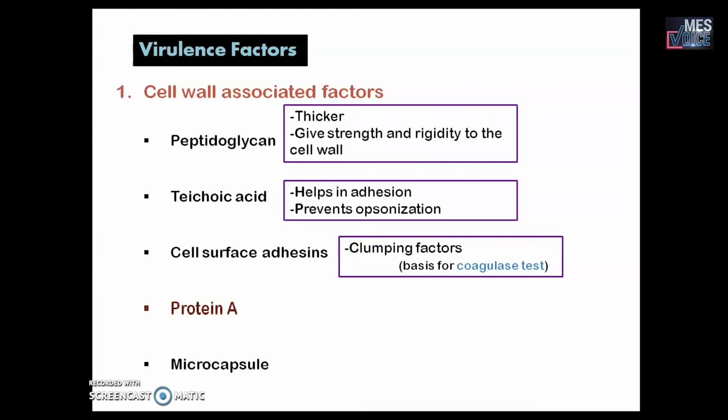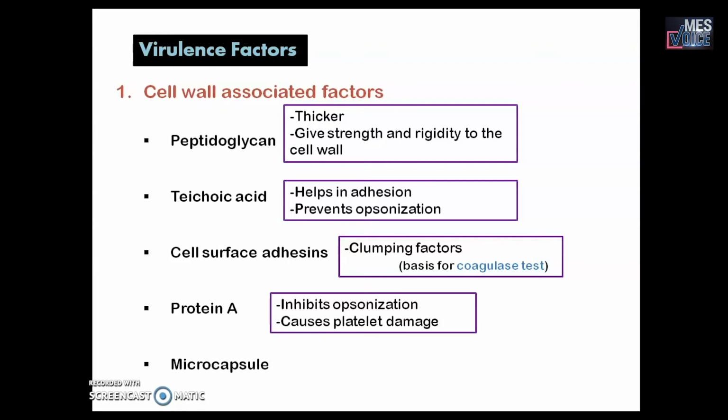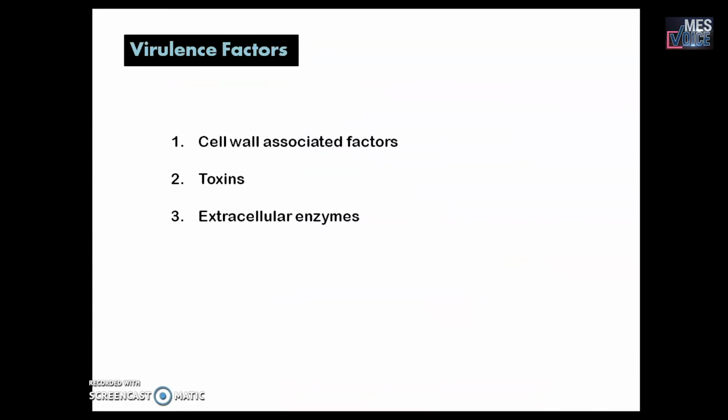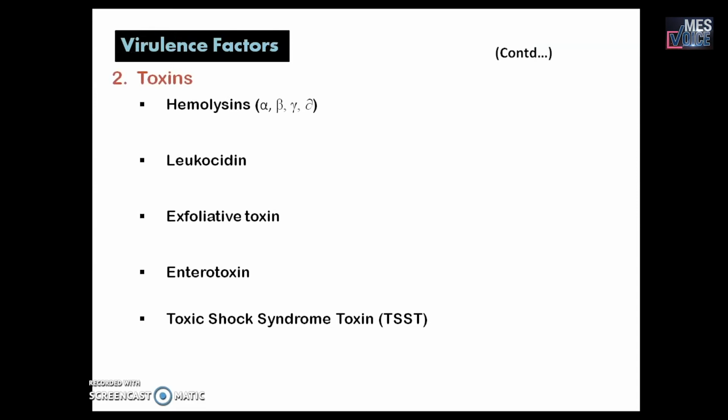The next one is protein A, which helps in the inhibition of opsonization and causes platelet damage. Finally, the microcapsule, which inhibits phagocytosis. Coming to the second virulence factor, that is toxins. Toxins consist of hemolysins: alpha, beta, gamma and delta. Hemolysins cause hemolysis.